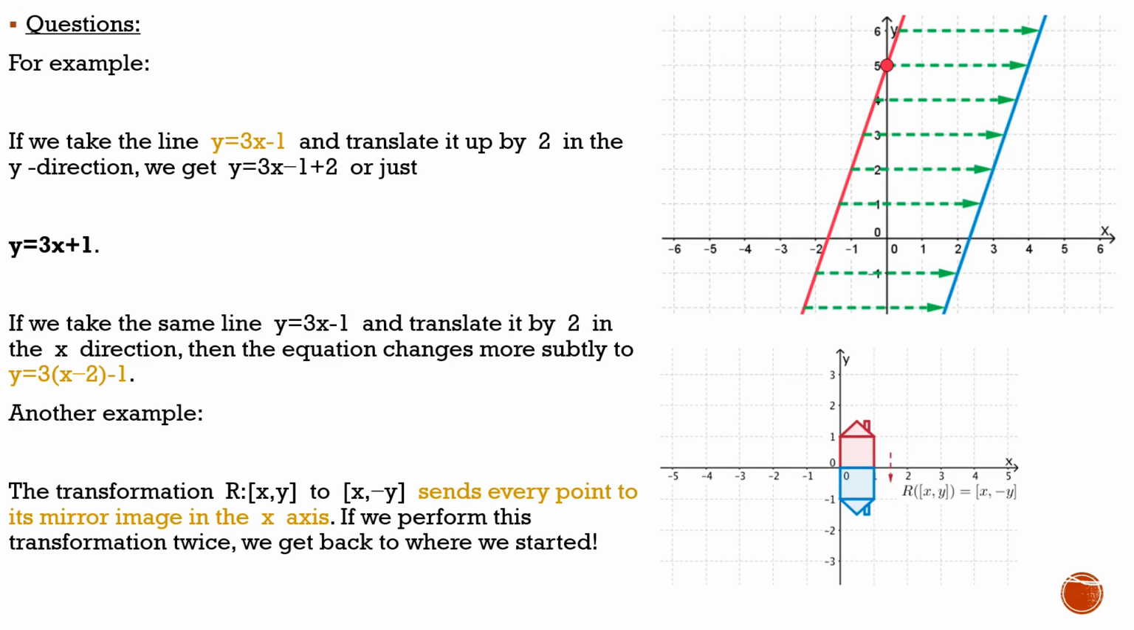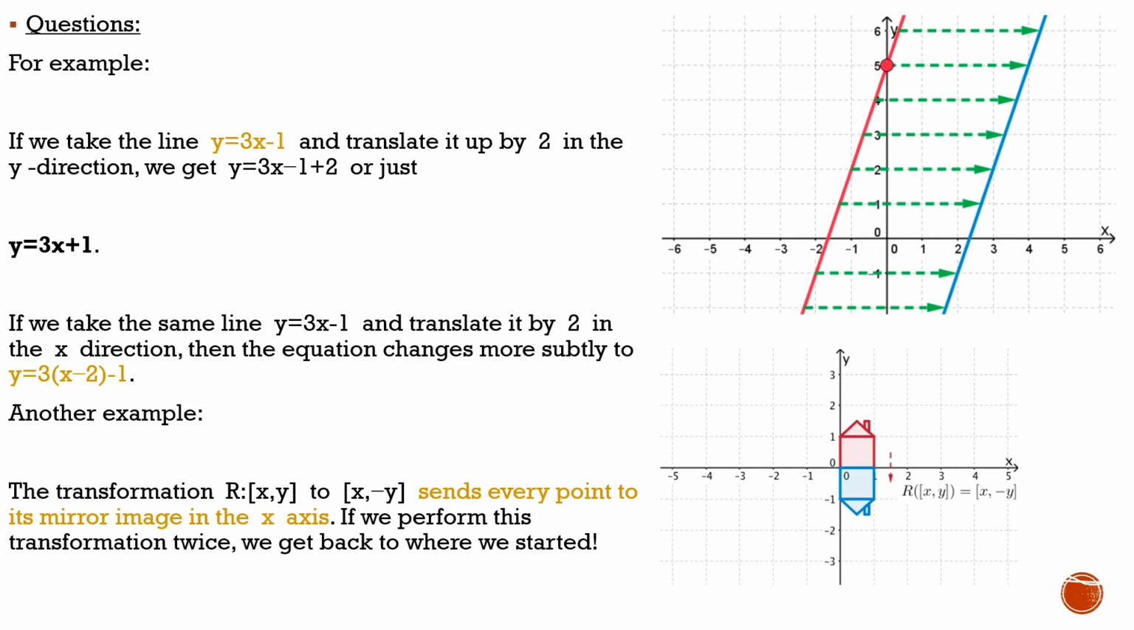For example, if we take the line y = 3x - 1 and translate it up by 2 in the y direction, we get y = 3x - 1 + 2, or just y = 3x + 1. If we take the same line y = 3x - 1 and translate it by 2 in the x direction, then the equation changes more subtly to y = 3(x - 2) - 1.